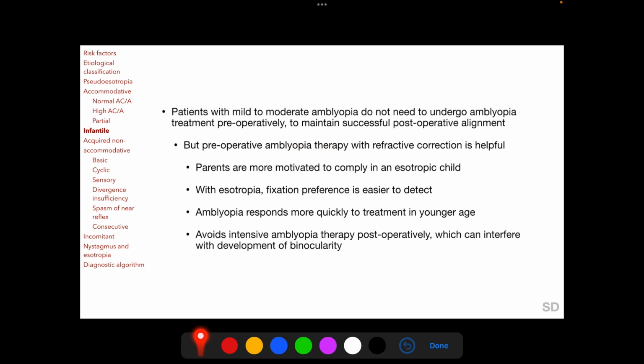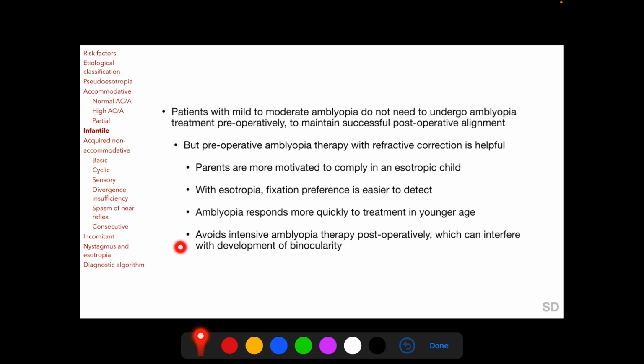Preoperative amblyopia therapy with refractive correction as required is helpful in patients with infantile esotropia, but it has been seen that patients with mild to moderate amblyopia do not need to undergo amblyopia treatment preoperatively to maintain successful postoperative alignment of the eyes. So in patients with mild to moderate amblyopia, surgical realignment does not need to be deferred, but of course, if surgical alignment is done prior to institution of amblyopia therapy in mild to moderate amblyopia, amblyopia therapy must be instituted and continued as required following surgical correction of the esodeviation.